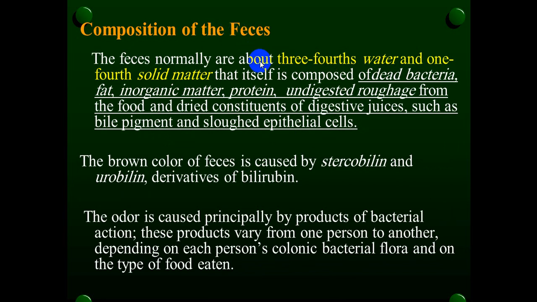الفضلات. It is composed mainly of 3/4 water and 1/4 solid matter, mainly dead bacteria, bile pigment, and sloughed epithelial cells. The brown color is caused by stercobilin and urobilin, and the odor is mainly caused by the products of bacterial action. And it usually varies from one person to another depending on the type of colon bacteria and on the type of food eaten. And thank you so much.